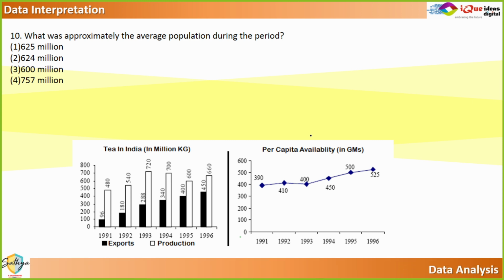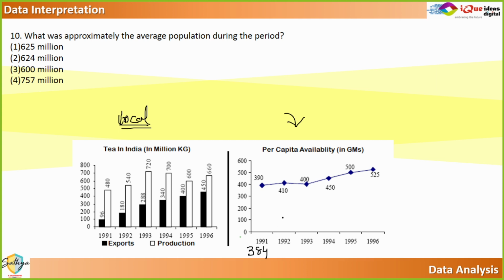So, what is the first step? To find out the average population, we first need to find out how much is available for local consumption. And then by finding out local consumption and comparing it with per capita availability, we will be able to find out the population of that particular year. So, in the first 6, let's first get the local consumption amount. So, for the year 1991, 480 minus 96, right? 480 minus 96 gives me the consumption amount for local at 384.